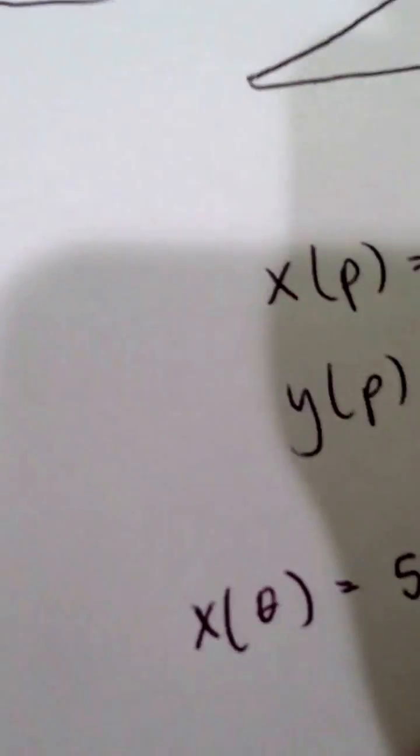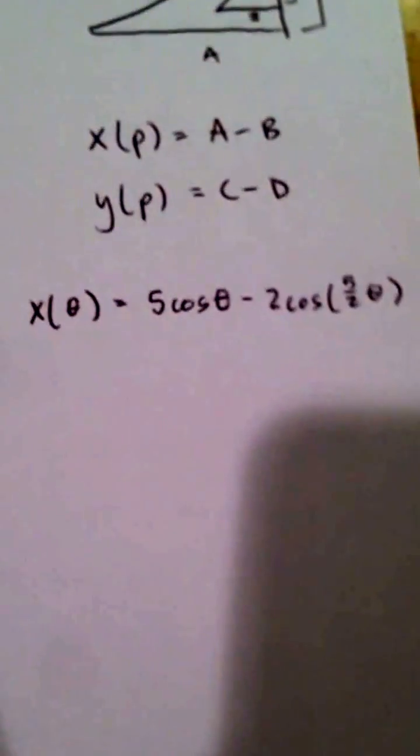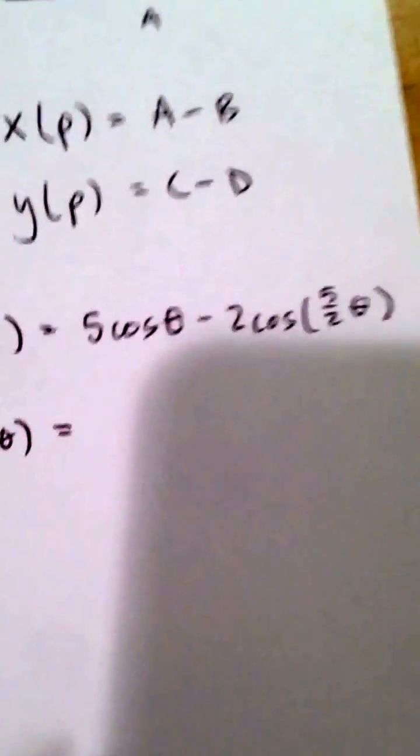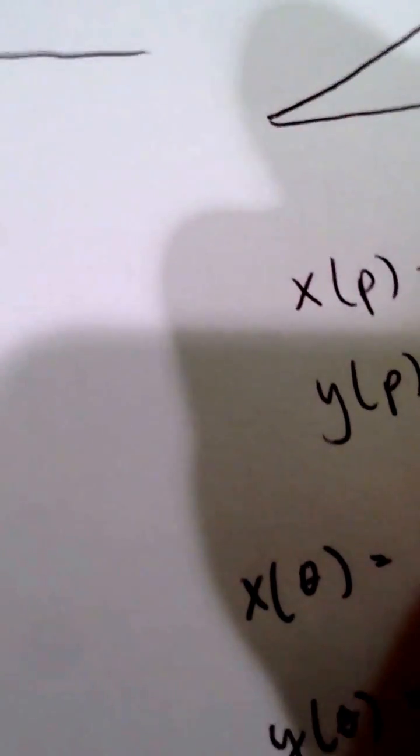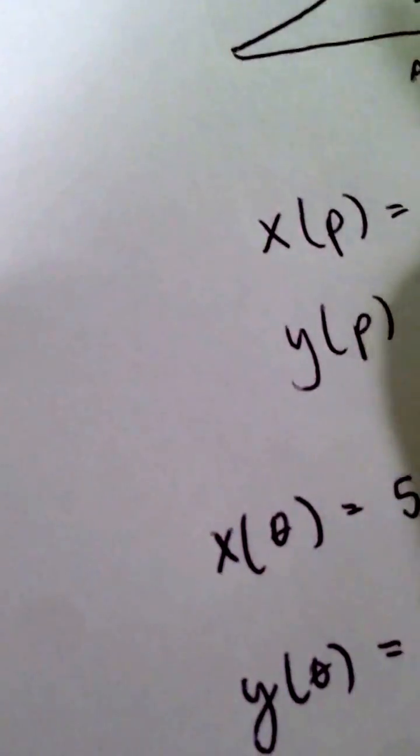So x of theta equals our A, which was 5 cosine theta, minus our B, which is 2 cosine 5 halves theta. So that's one of our parametric equations. Now let's do it in the y direction in the same manner, which is C minus D. And the only difference between the y and the x, if you notice, is just there's a sine instead of a cosine. Right? Okay, so I'm going to write it: 5 sine theta minus 2 sine 5 halves theta.